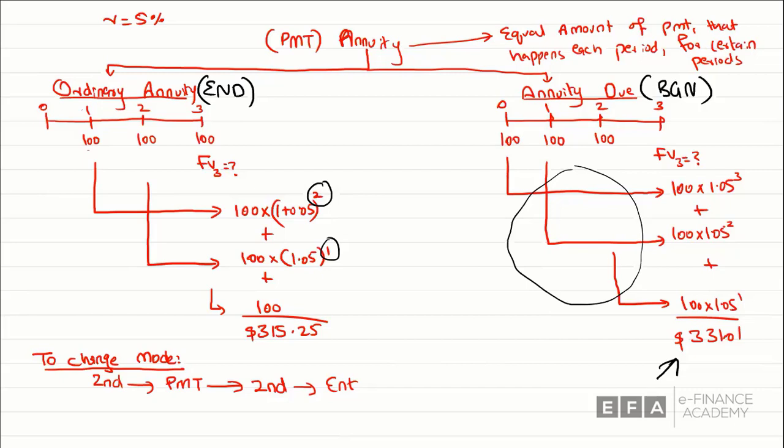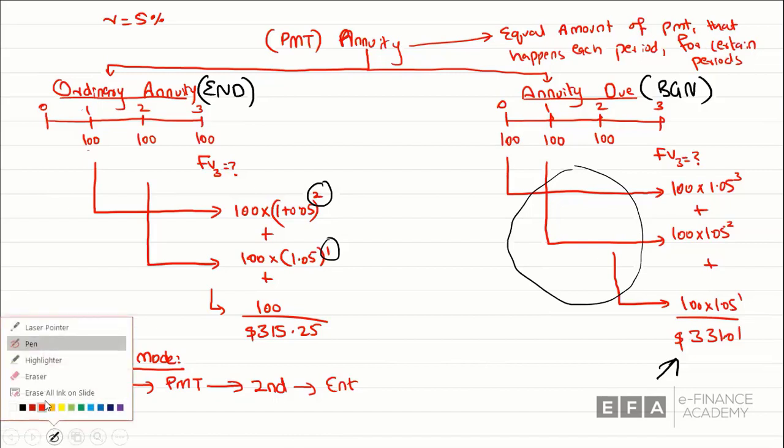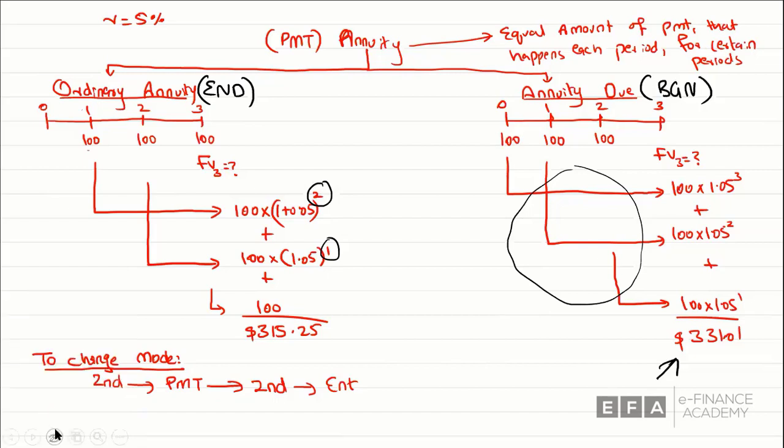A quick way to identify whether your calculator is set to beginning mode or ending mode is to look at the top right of your display screen. If there is nothing there, if it's absolutely clear, then that means it's ending mode. But if you find a small BGN at the top, that means your calculator is in beginning mode. So you need to pay attention to that, and make sure before you do any calculation related to annuity, you always set your calculator to the proper mode.